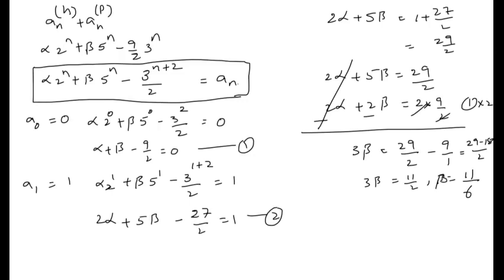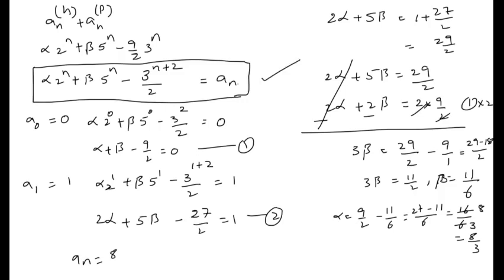Then we can calculate alpha. Alpha is equal to 9 by 2 minus beta. Beta is 11 by 6. So we got alpha equal to 8 by 3. So the final solution is an is equal to, alpha is 8 by 3 into 2 power n plus beta value is 11 by 6 into 5 power n minus 3 power n plus 2 divided by 2.